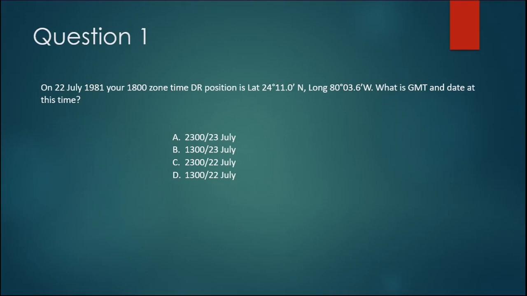Let's take a look at how we would use this in one of our Coast Guard problems. On 22 July 1981, your 1800 zone time DR position is latitude 24 degrees 11 minutes north, longitude 80 degrees 03.6 minutes west. What is Greenwich Mean Time and date at this time?